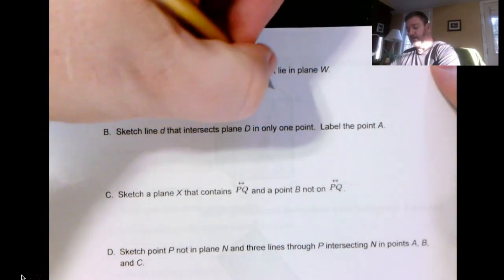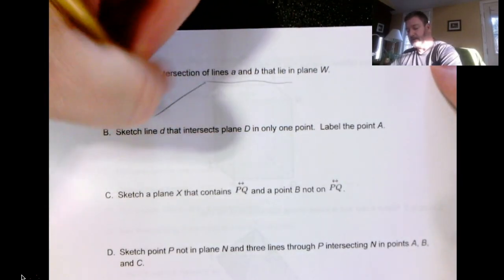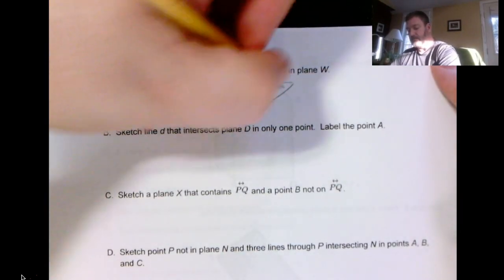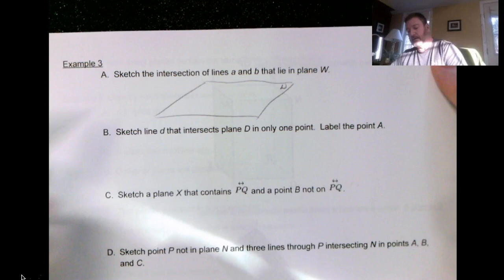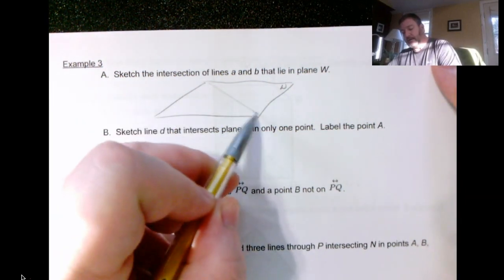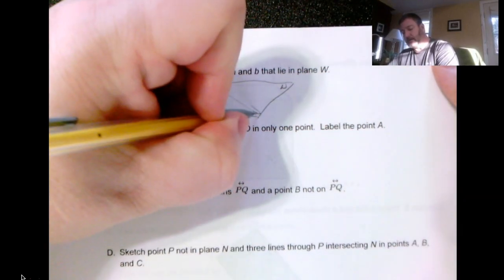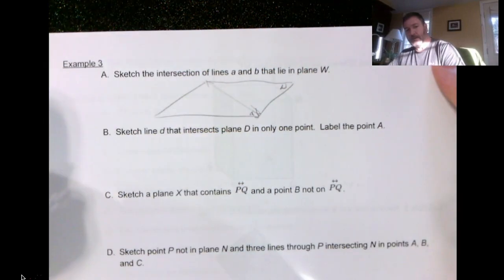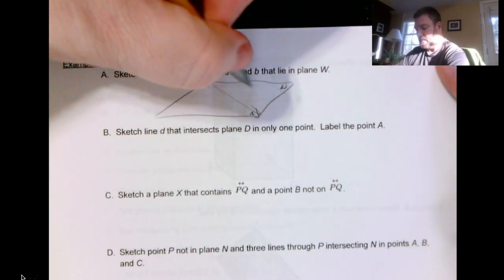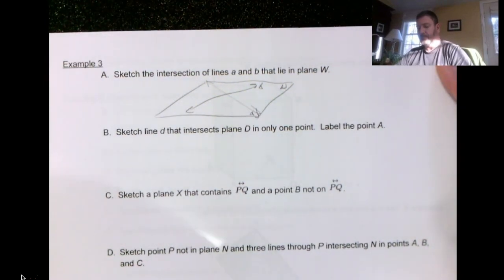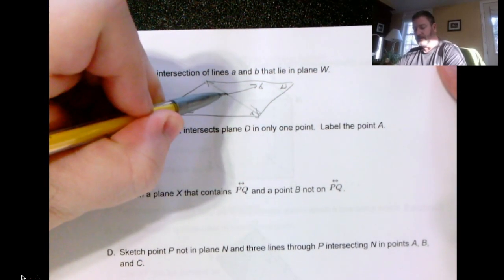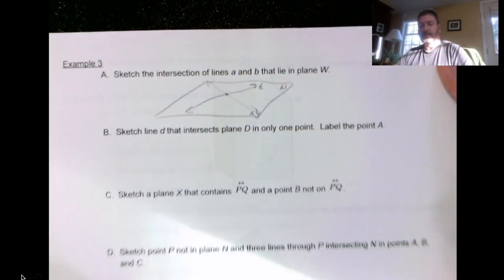I would recommend drawing plane W first. And again, I'm just doing a quick sketch here. This is nothing fancy. I'm not pulling out a ruler or anything. We're going to draw line A in here. And we're going to draw line B. And these are intersecting right there in plane W.